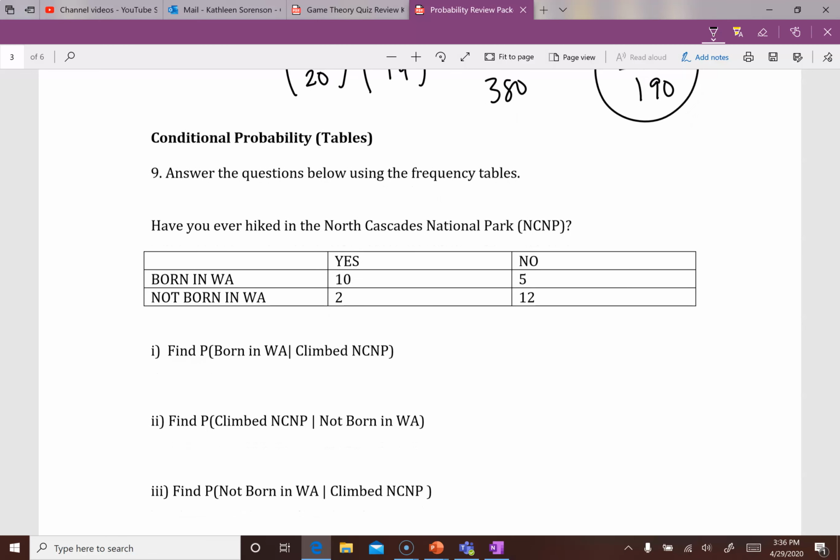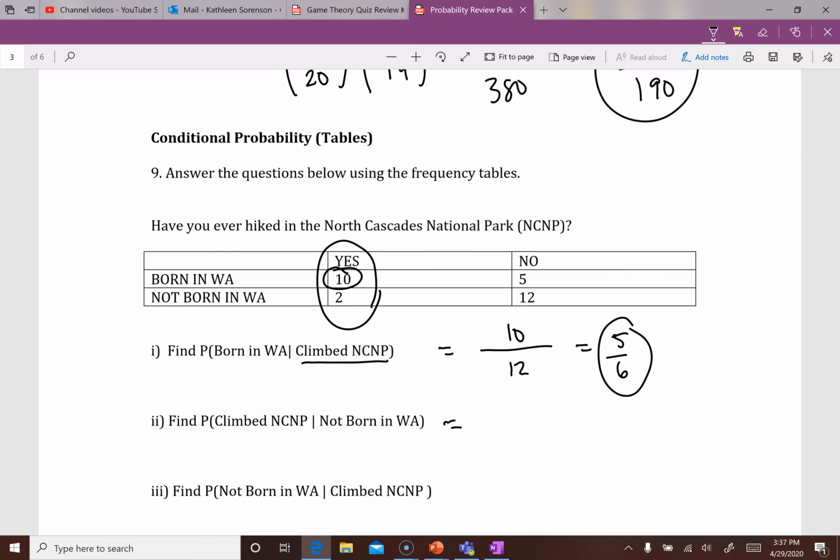All right. Answer the questions below. Find the probability that you were born in Washington given you've climbed North Cascade National Park. Remember, this formula is going to be equal to combining these two things. So born in Washington and climbed North Cascade National Park. So that would be a 10 because that's combining these two things. And then divided by just the last one, climbed North Cascade National Park. So that's going to be out of 12. And that does reduce to 5/6.